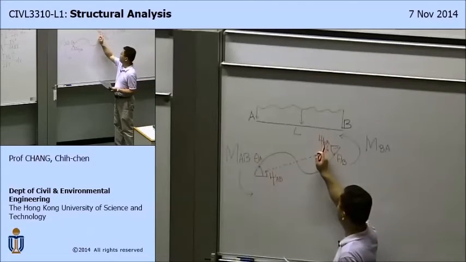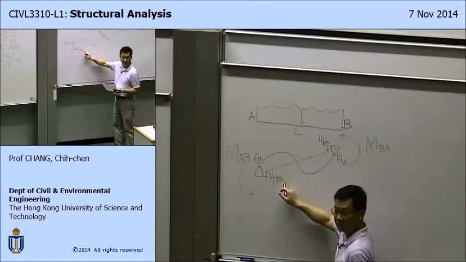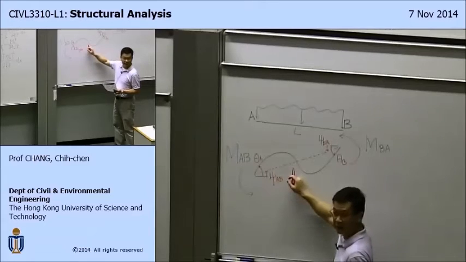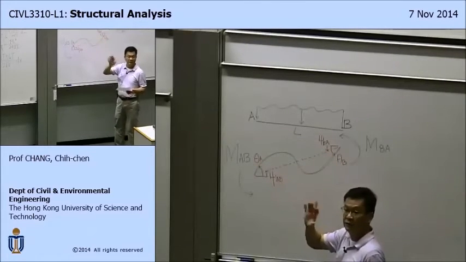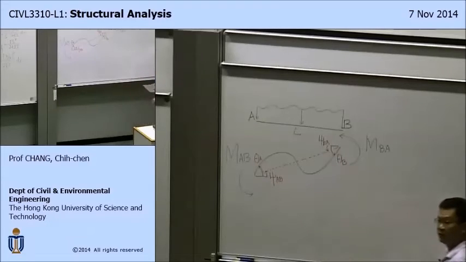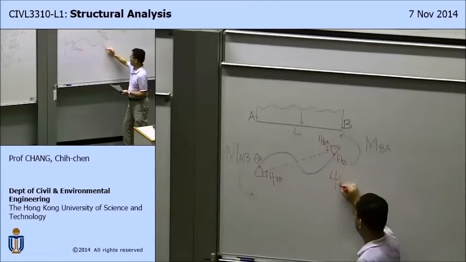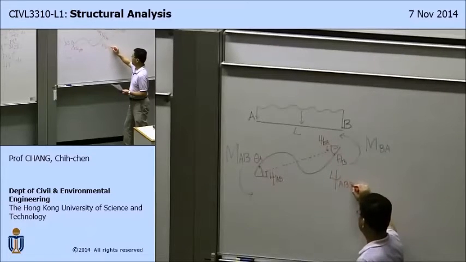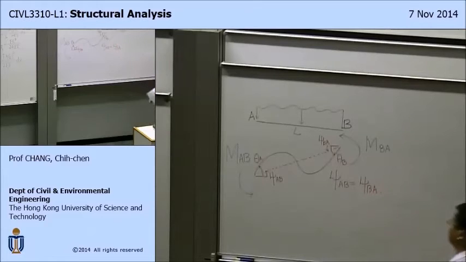Rigid body rotation angle psi BA is exactly the same as psi AB because this is a rigid body, but not necessarily theta A and theta B. Theta A, theta B in general should be different. But rigid body rotation angles, because they are rigid body, should be the same. Okay.